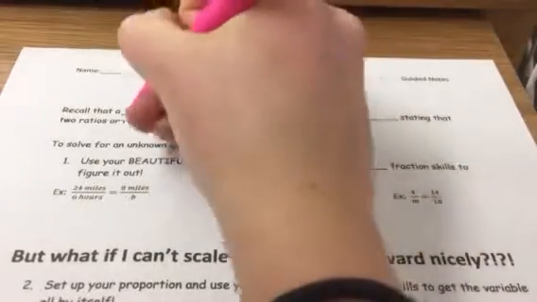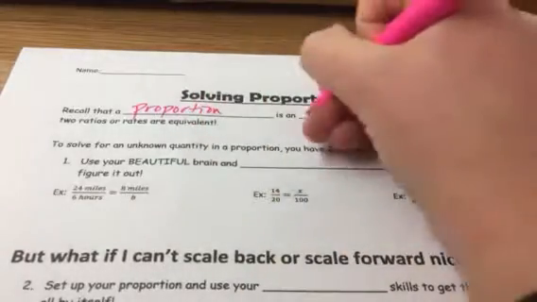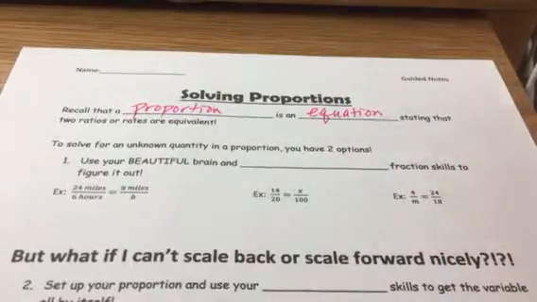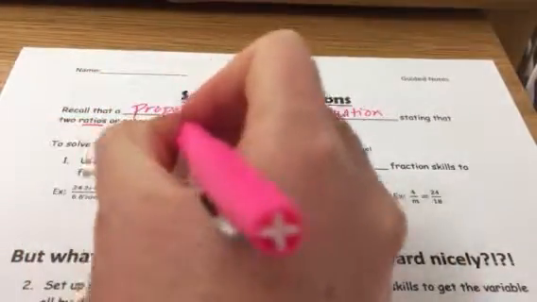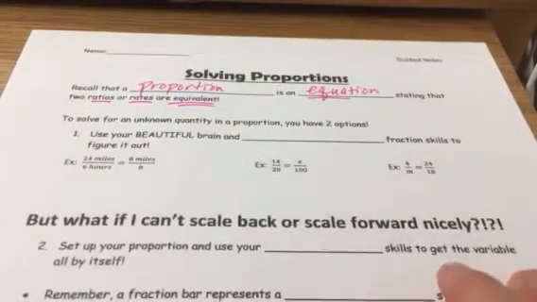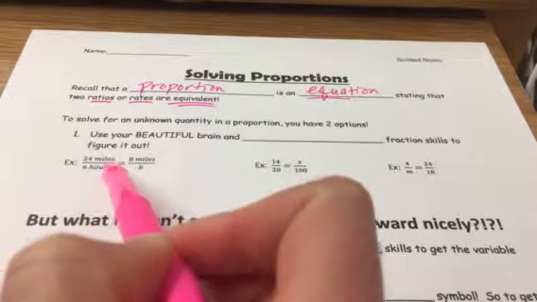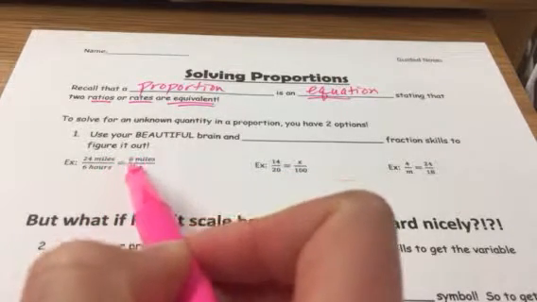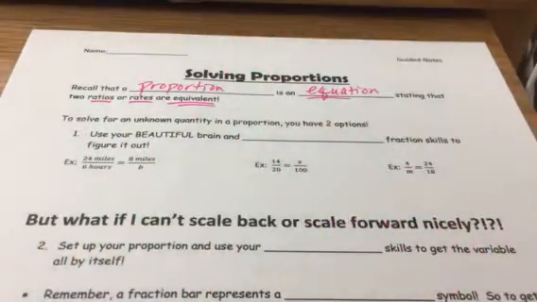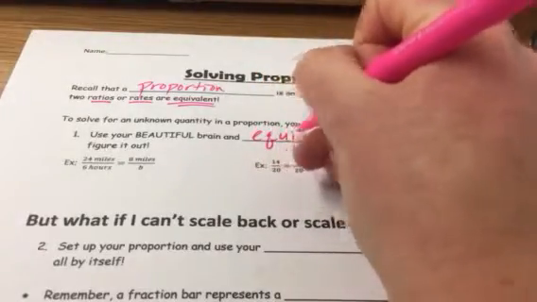Now remember, a proportion is an equation stating that two ratios or rates are equivalent or equal. So it's when we say things like, if we look at these examples, 24 miles in 6 hours is equivalent to 8 miles in how many hours if we were going at the same rate. So we took a look at solving these using our equivalent fraction skills.